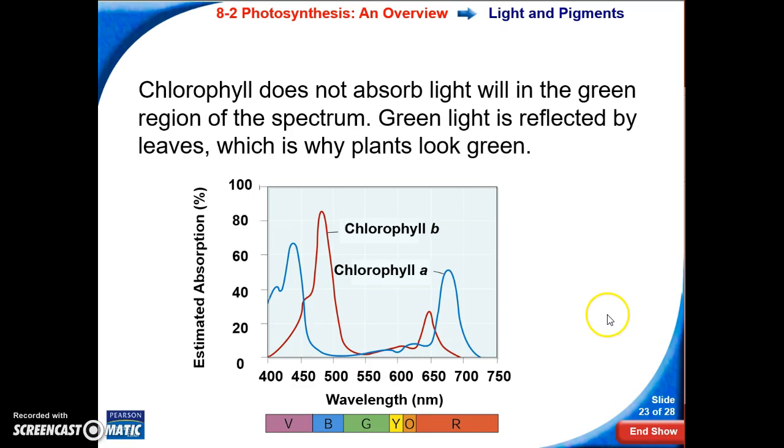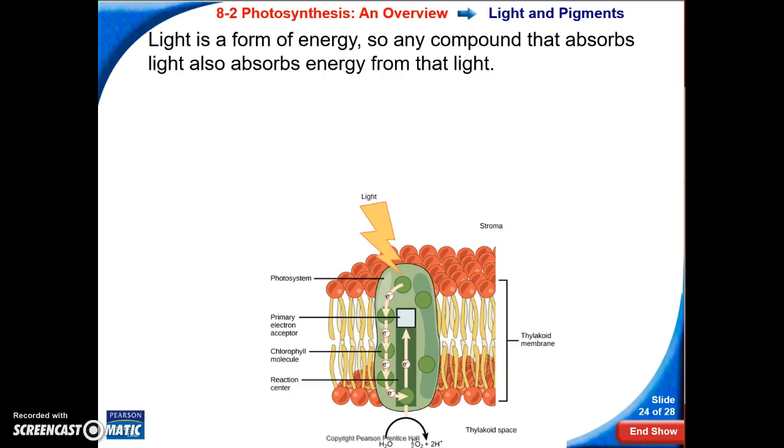And that's what this is actually just saying, the exact same thing. So again, you need to know that chlorophyll and chloroplasts in plants like light in the blue, violet, and the red range. So light is a form of energy, so any compound that absorbs light is going to absorb that energy that's coming from the light. And you can see those wavelengths actually explain where that energy is coming from.